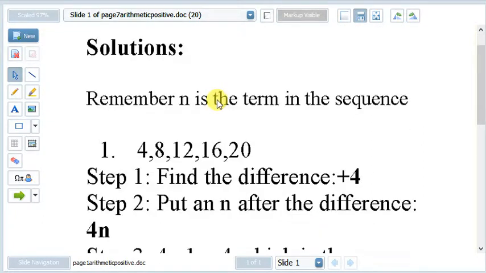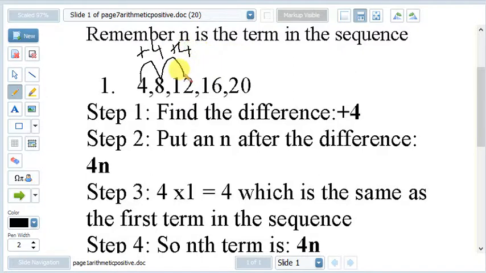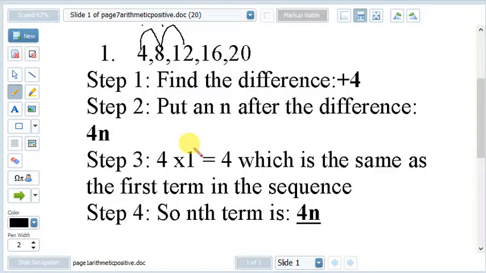Okay, so solutions. In order to work out the nth term, what we've always got to do is find the difference, which in this case is plus 4. It's plus 4 because the difference between 4 and 8 is plus 4. The difference between 8 and 12 is plus 4, etc. So put an n after the difference, so it becomes 4n.